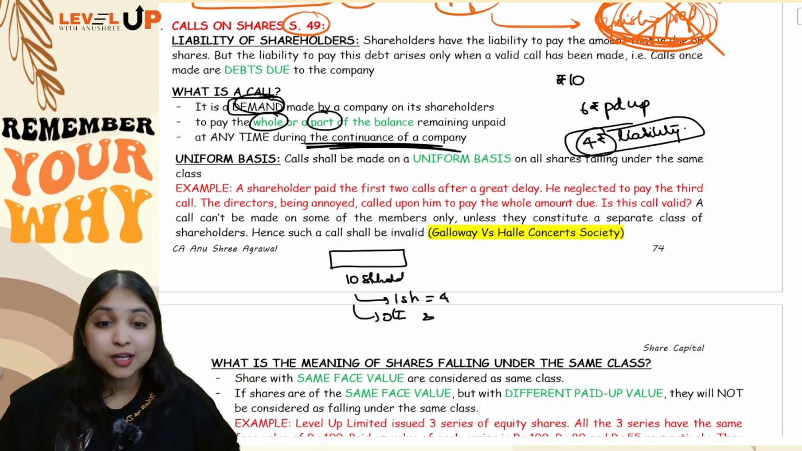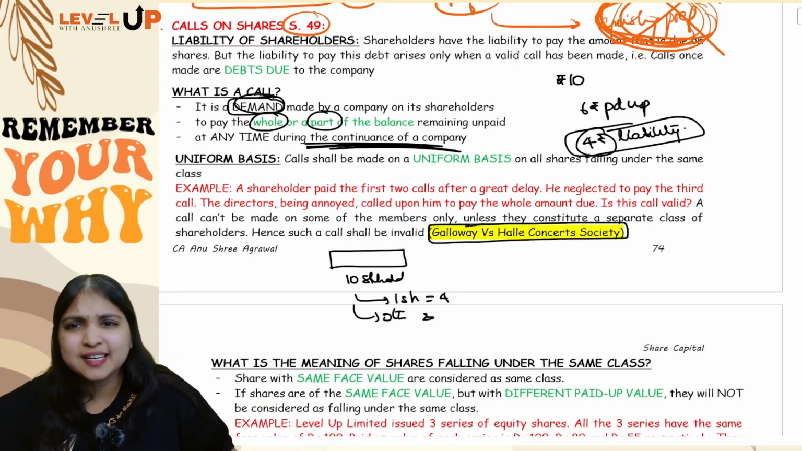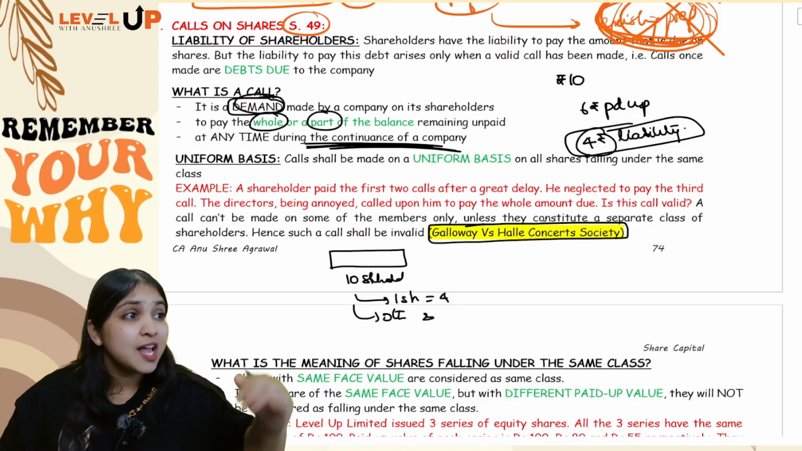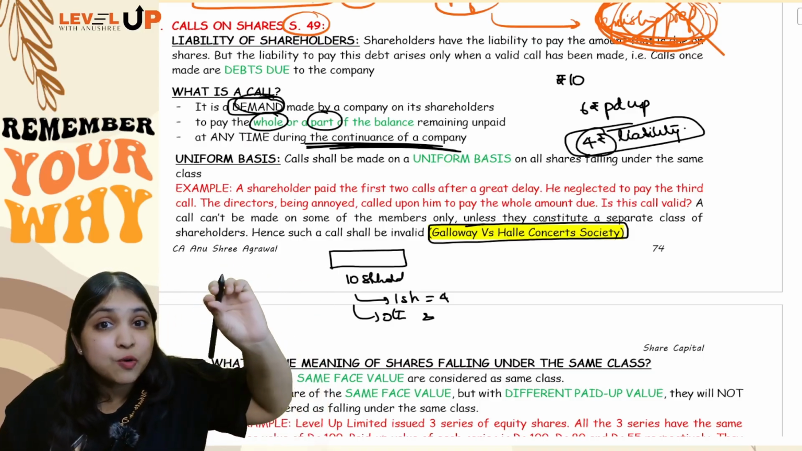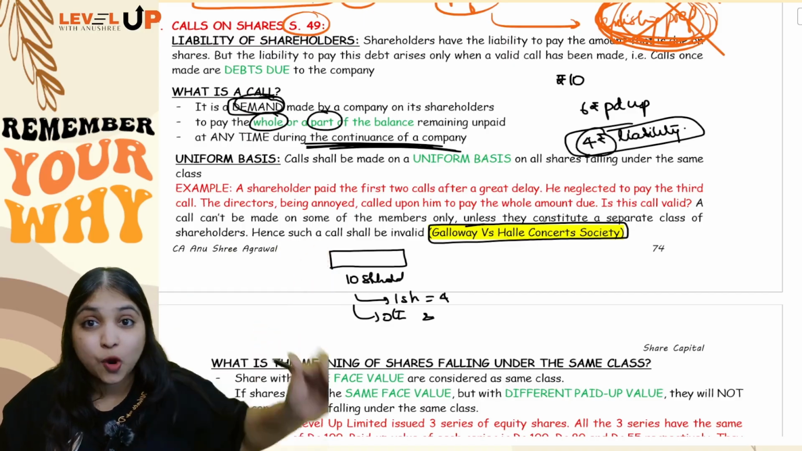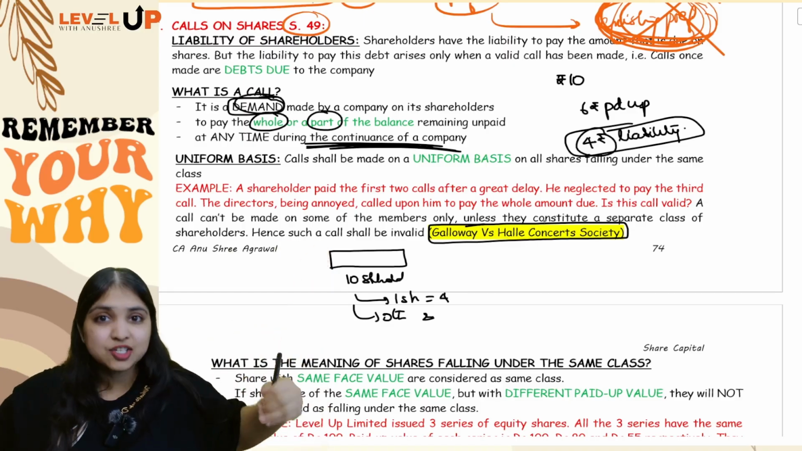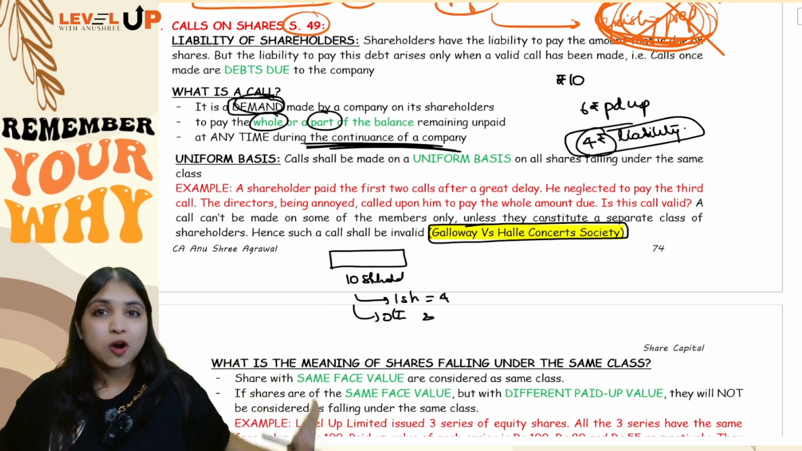Here we had an important case law, guys, Galloway versus Hall Concert Society. Just because the directors are fed up of one particular shareholder, we can't ask him alone to pay the entire amount. See, if that one particular shareholder is belonging to a separate class altogether, then okay, we can make a separate share call. But if in his class there are other shareholders also, then for all the shares belonging to that particular class, a uniform call has to be made.